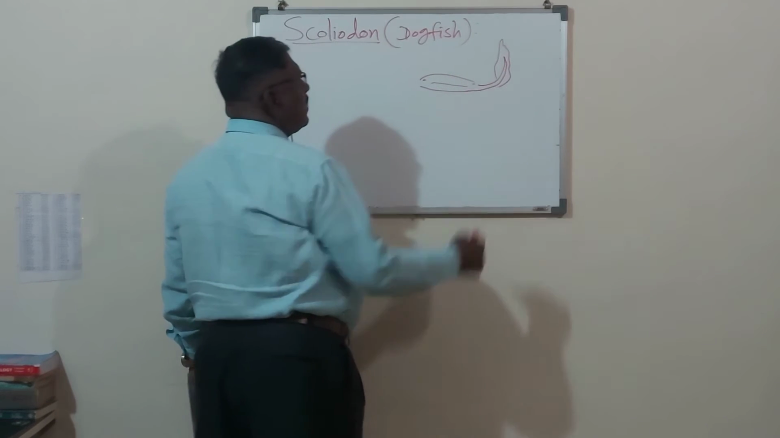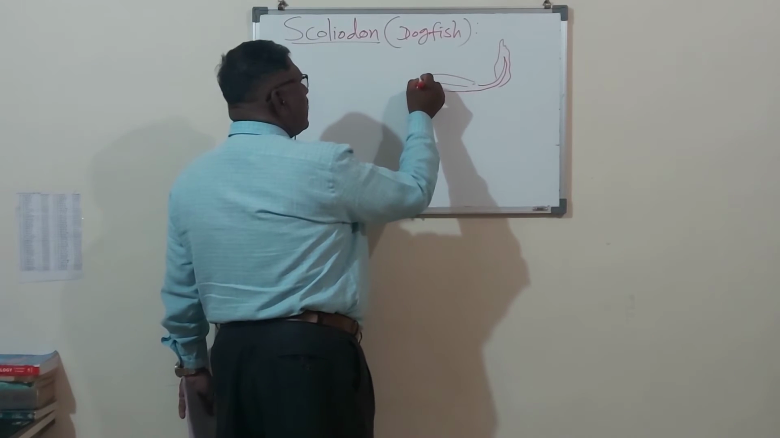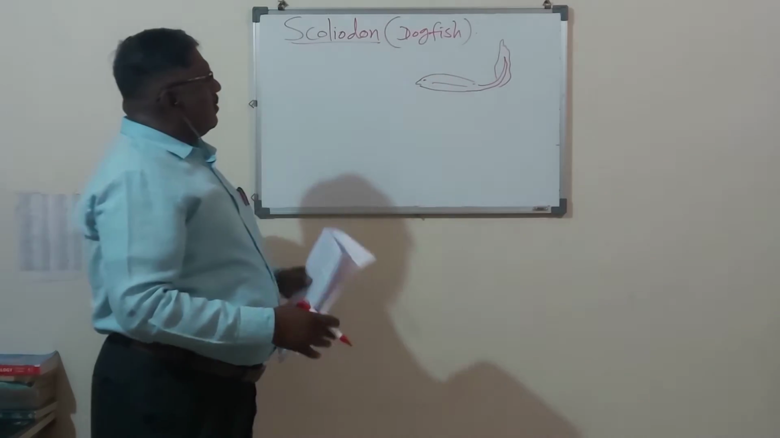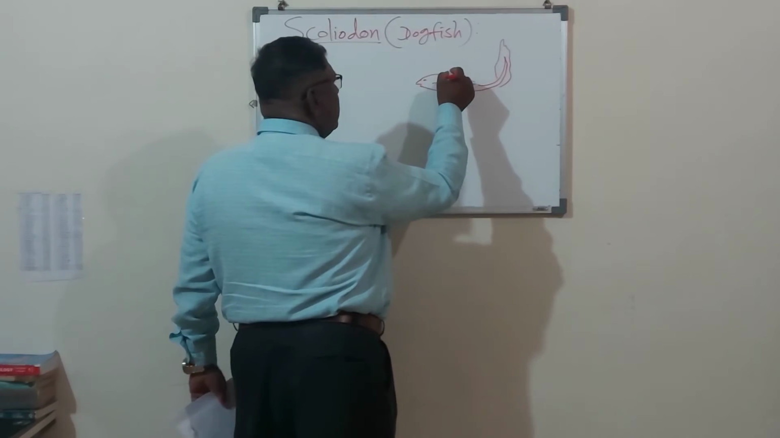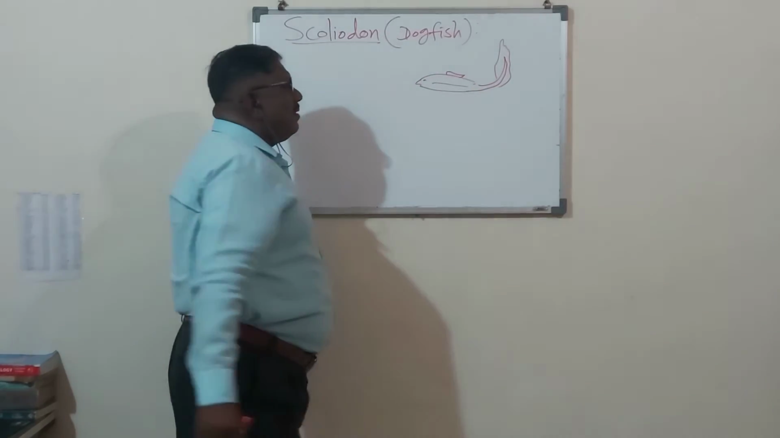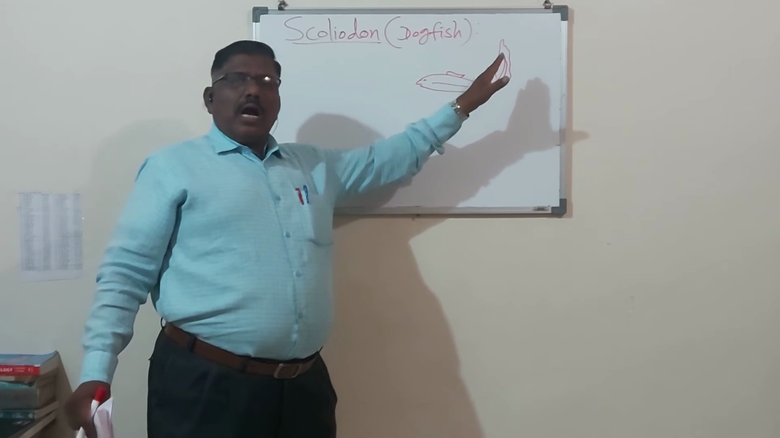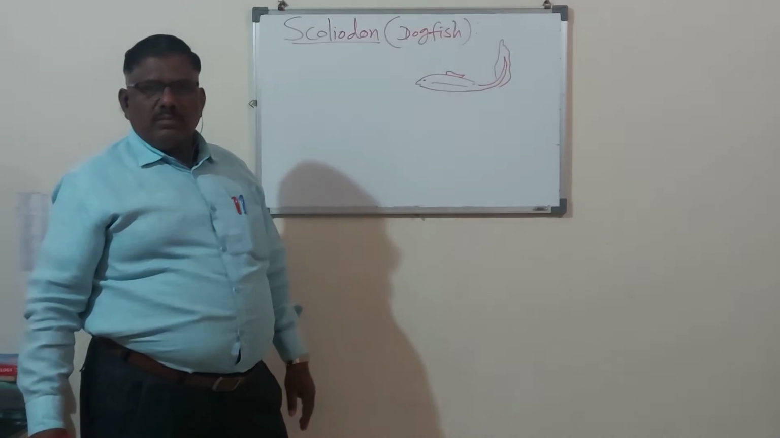Here the fin is present. So tail, this is the scoliodon, a rough figure for your understanding. Scoliodon, the posterior end, that is the tail, is curved upwardly or dorsally like the dog.